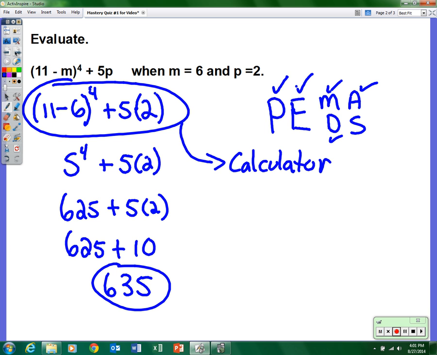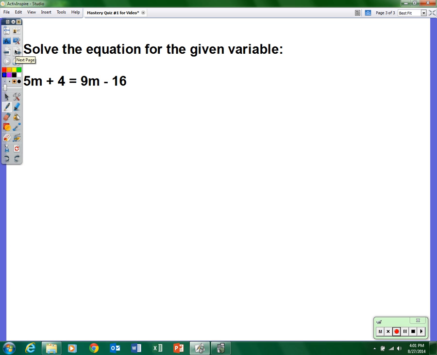One more. Solve the equation for the given variable. Now remember, there are tons of equations that we could solve. There's the one-step equations, two-step equations. There's three-step equations, four-step equations. There's all kinds of equations, okay? This is like a four-step equation.